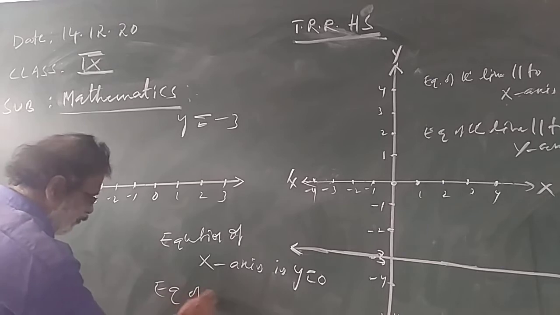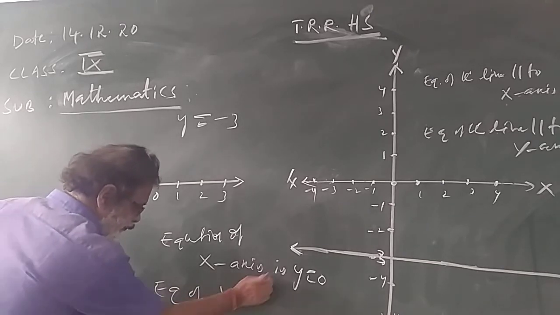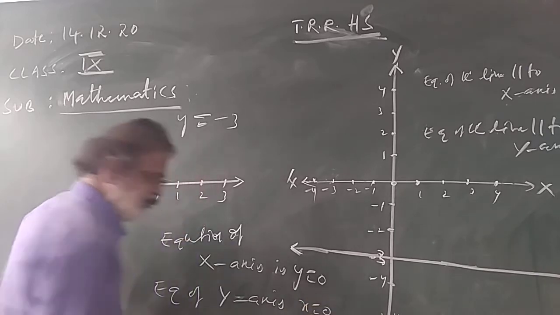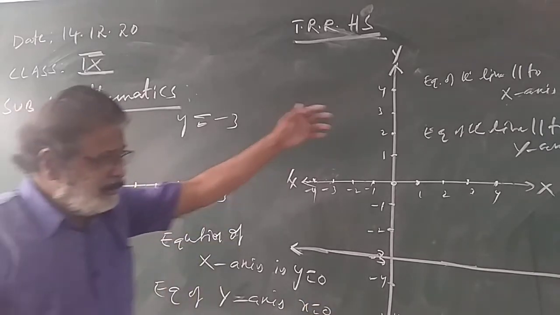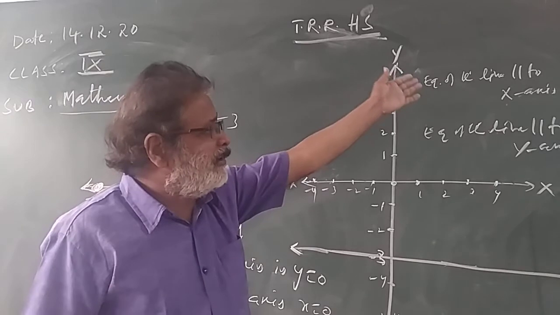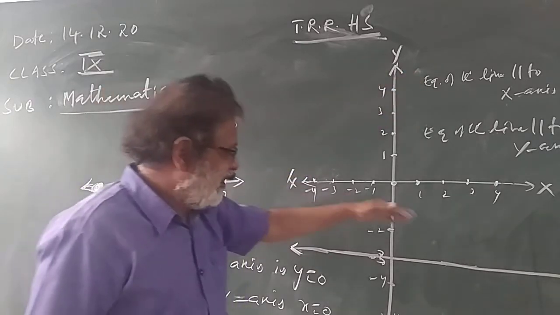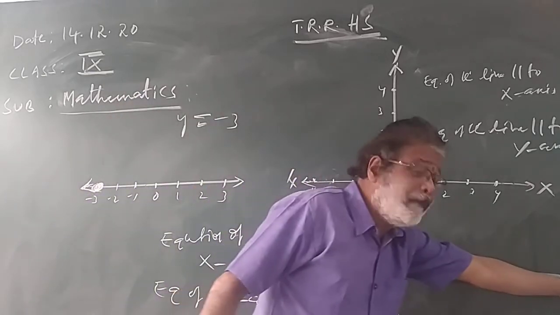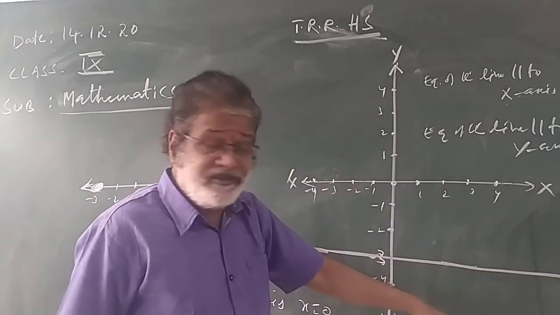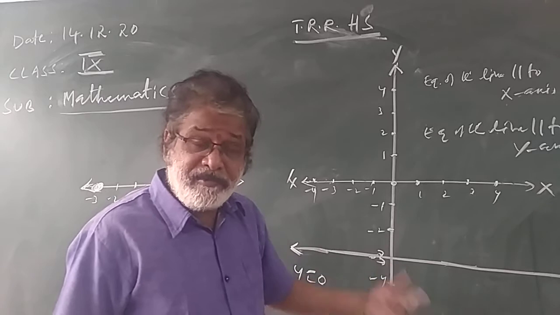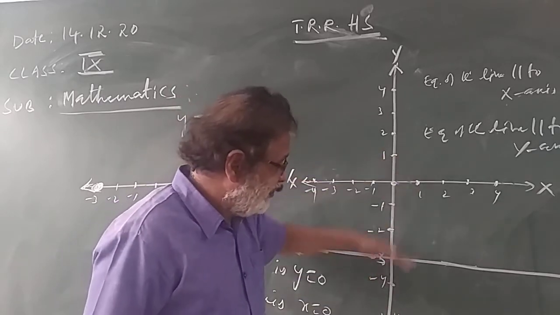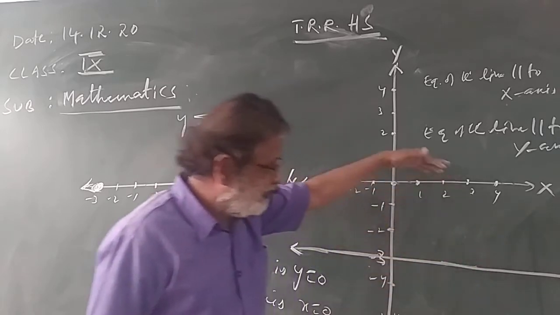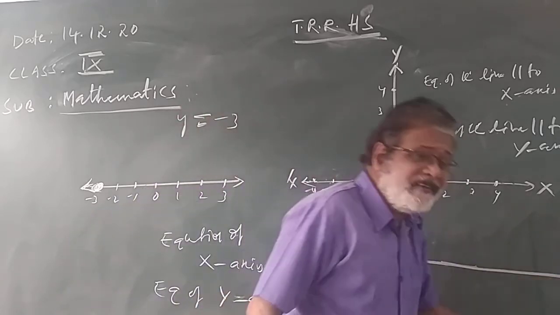Equation of y-axis is x equal to 0. Okay, when a line is at some distance, the equation of the line parallel to it is like this. The line y is equal to -3 is parallel to x-axis at the distance of how much? -3 units. So y is equal to -3. You know how much distance it is from x-axis? -3 units.